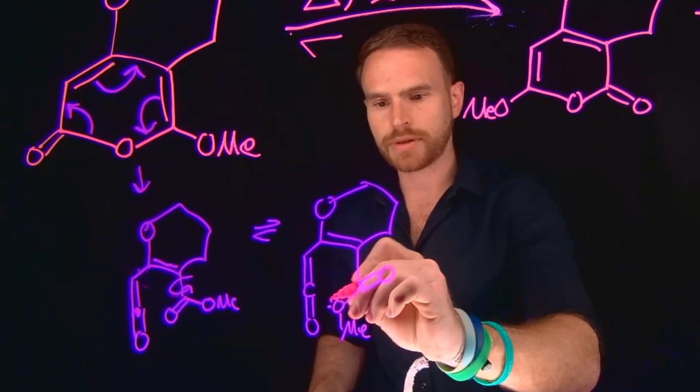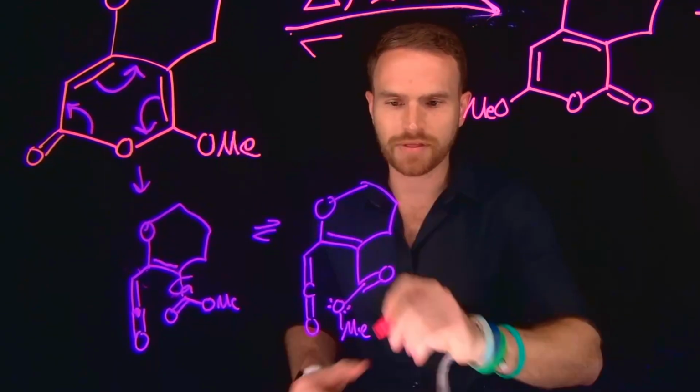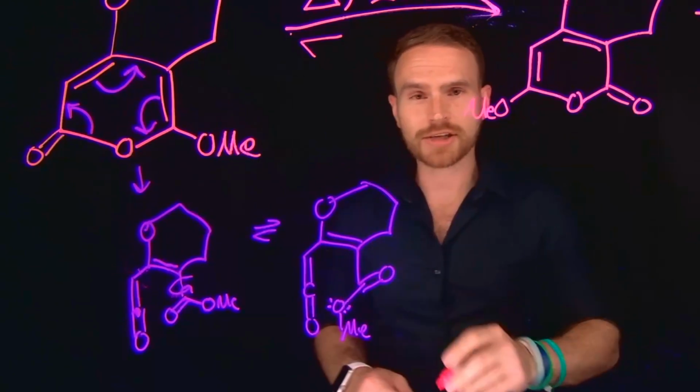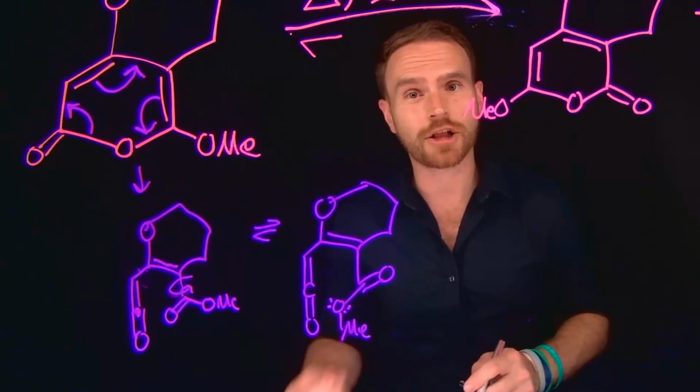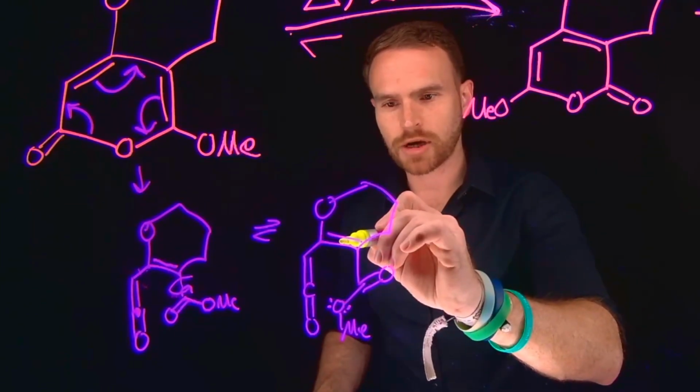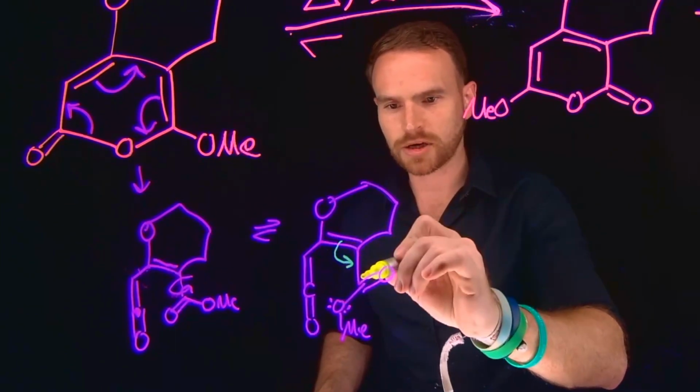So remember, these are lone pairs of electrons on this oxygen, and those lone pairs of electrons are going to allow us to participate in another electrocyclic reaction in which we get a ring closing. So what will happen is these pi electrons will come down to form a brand new carbon-to-carbon double bond here.